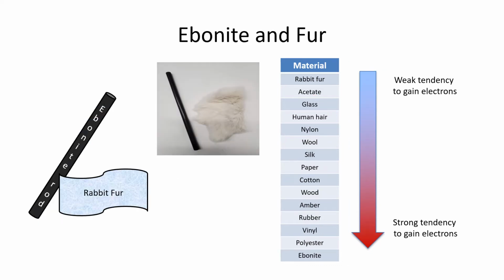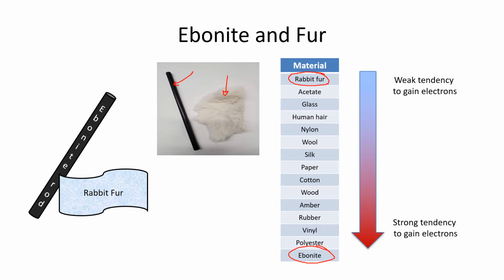Another classic one is ebonite. So ebonite is an extract or sap of an ebonite tree, and you can form it into rods or whatever shape you want. But the classic thing is to have a rod made of ebonite and take some animal fur of some sort, like rabbit. And if you rub those two together, the rabbit fur is higher up than the ebonite. It's about as far away as you can get on this series.